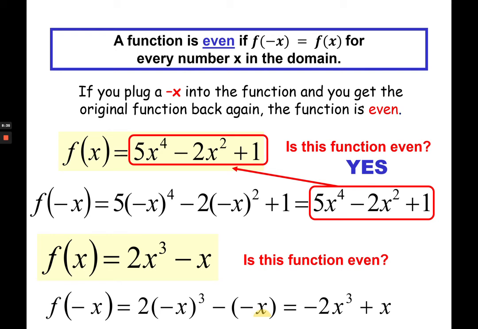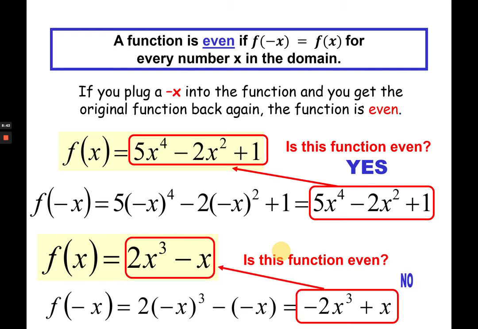Both change sign, which is not the definition of an even function. Therefore, it is a no. No, it is not an even function. If all the signs change, it is actually the case of odd.